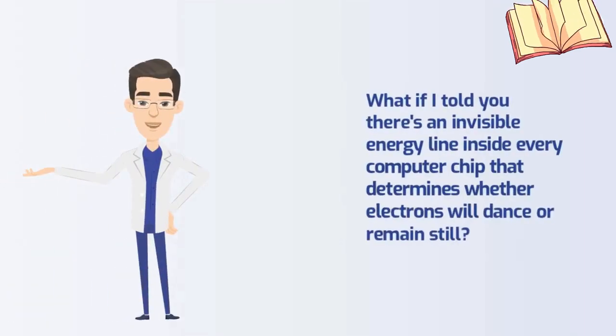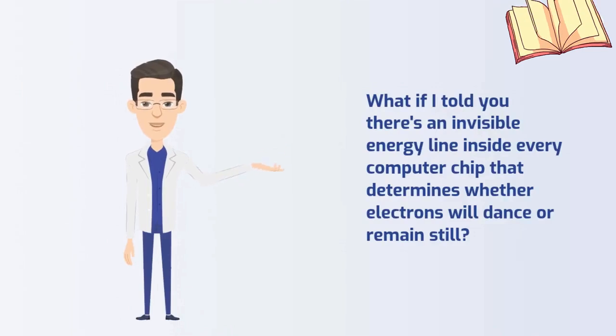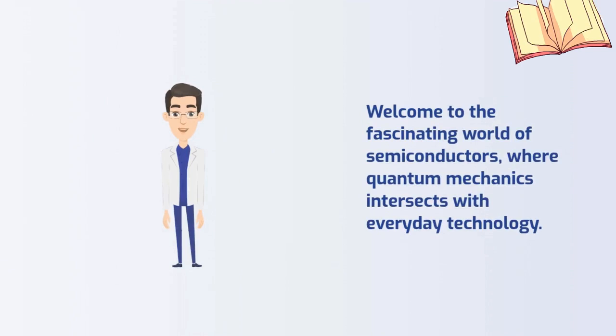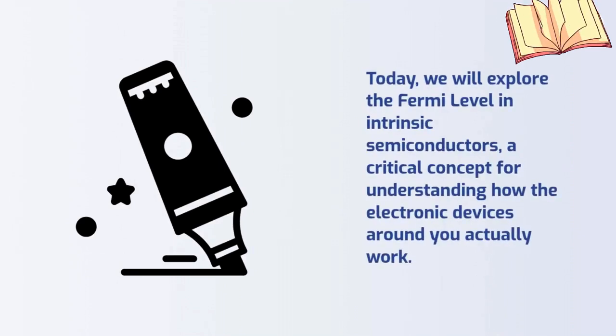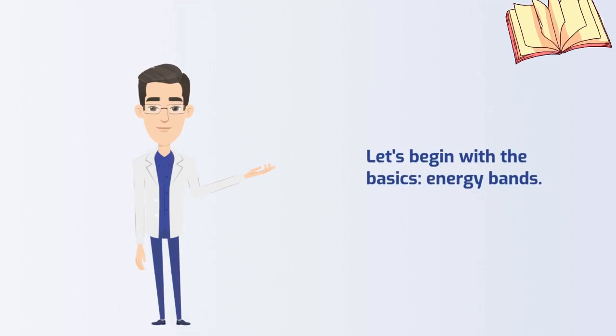What if I told you there's an invisible energy line inside every computer chip that determines whether electrons will dance or remain still? Welcome to the fascinating world of semiconductors, where quantum mechanics intersects with everyday technology. Today, we will explore the Fermi level in intrinsic semiconductors, a critical concept for understanding how the electronic devices around you actually work. Let's begin with the basics: energy bands.